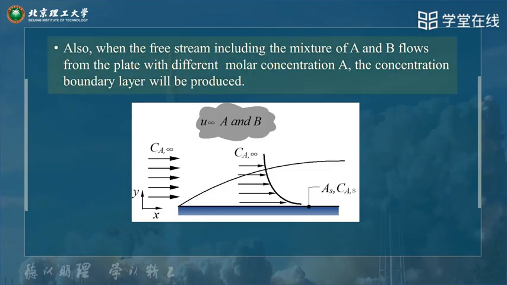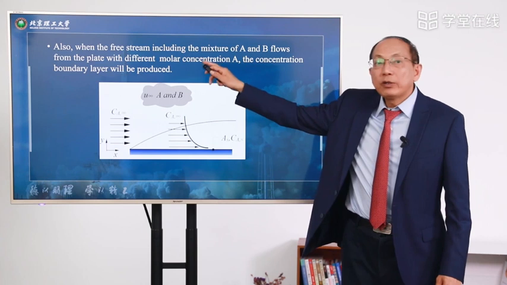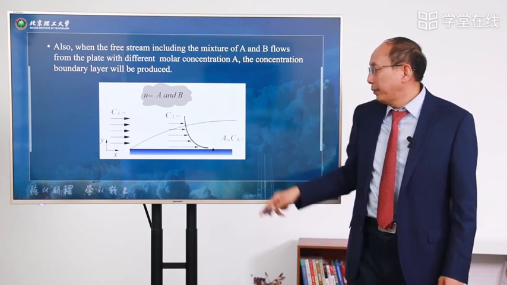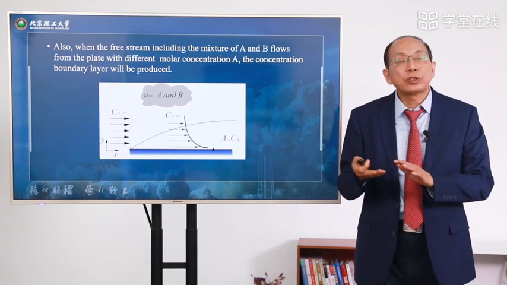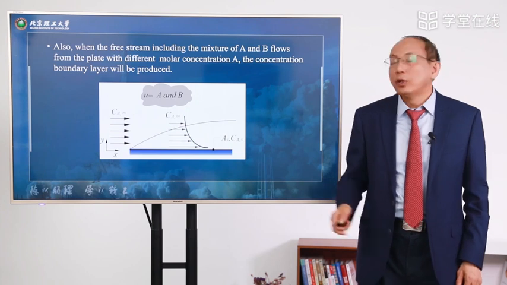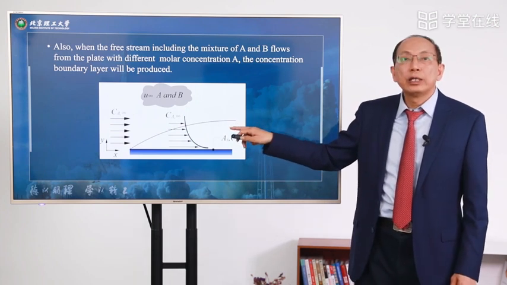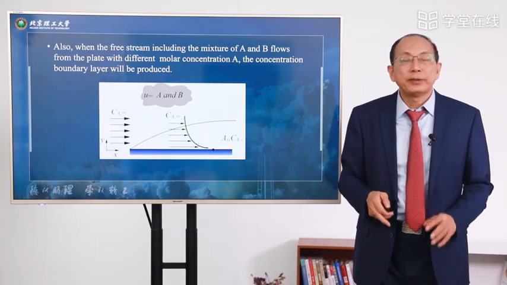When a free stream, including a mixture of A and B, flows like this over a plate with a different molar concentration of A, the concentration boundary layer will be produced like this. At a very long distance, it is A and B. At the surface, only A. So the concentration is different, and a concentration layer will happen.